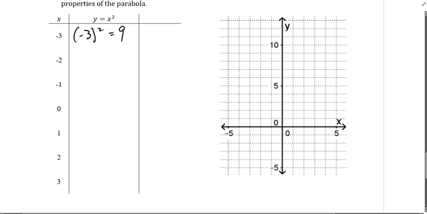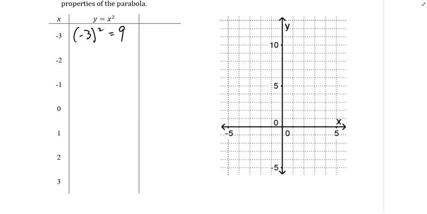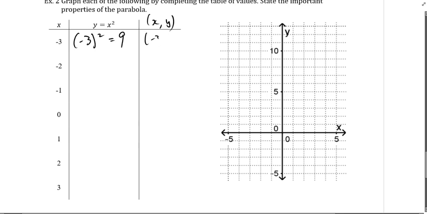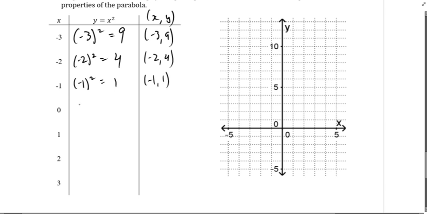And if you mess that up, you're not going to get parabolas. You're going to get something else. Okay? We're going to do a third column where we just summarize our points. So I've got a point -3, 9. Next one, -2 all squared. What's that? Shout it out. 4. -2, 4. -1 all squared. 1. So -1, 1. 0 squared. 0. So 0, 0.